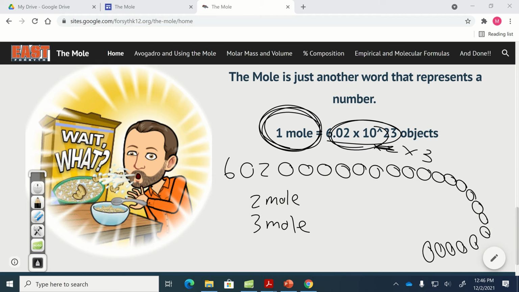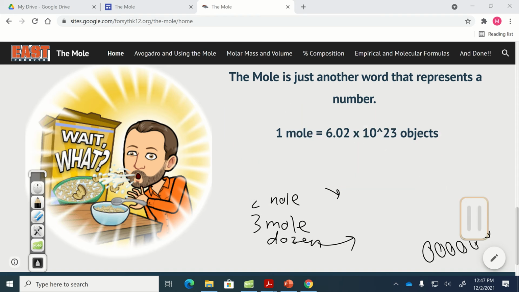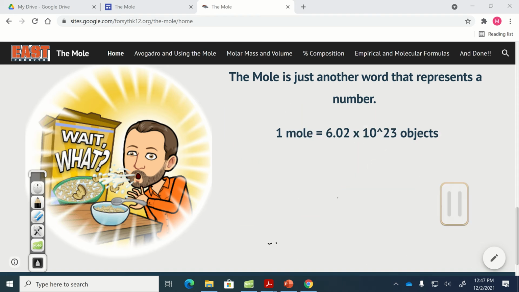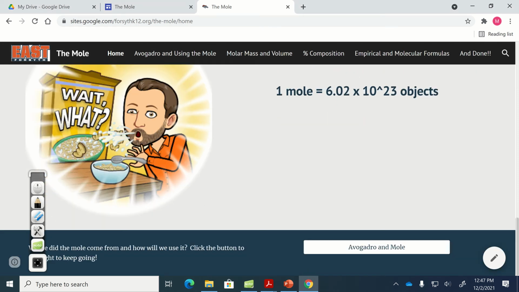If I said 2 dozen, nobody would have any questions. If I said 3 dozen, it wouldn't be like, well, this time I'm going to multiply it by 10 and this time I'm going to multiply it by 14. That's just wrong. Okay? So that's what the mole is representing. It is 6.02 times 10 to the 23rd objects. So we have that definition now of what is the mole. All right? So what are we going to do with it?